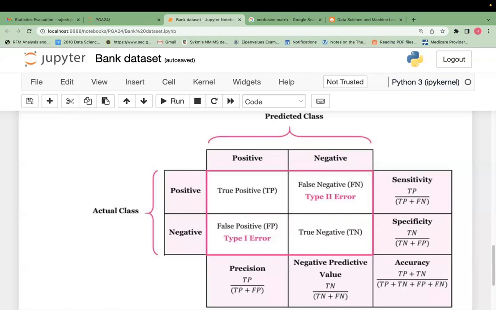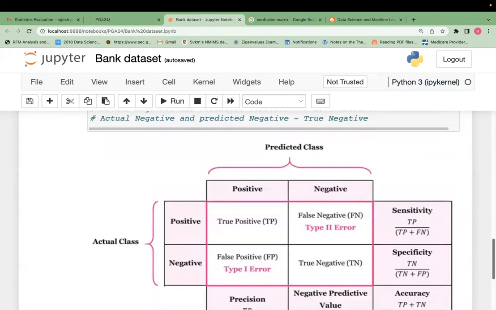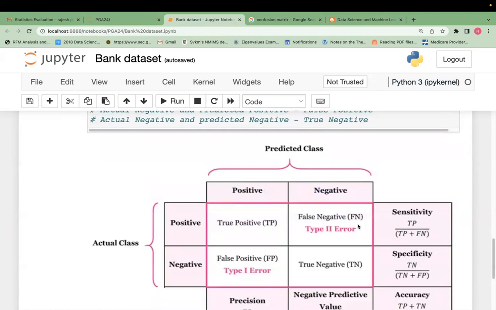Actual class is positive, predicted class is also positive. It is called true positive. These are all correct predictions. Actual class positive, predicted class negative: this is wrong classification. We also call this type 2 error. Actual class is negative, predicted class is positive: we call it false positive. This is again wrong classification. Actually negative, predicted also negative: we call it true negative, which is correct classification. These two errors are very important. These two are wrong classifications, and these two are correct classifications.